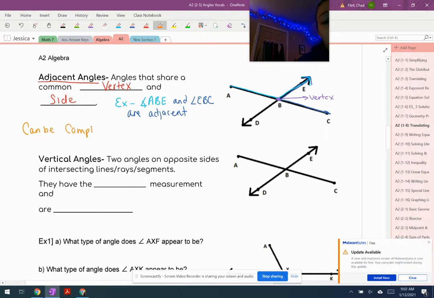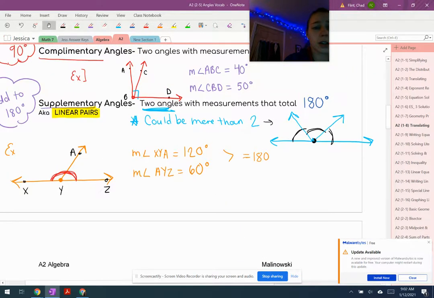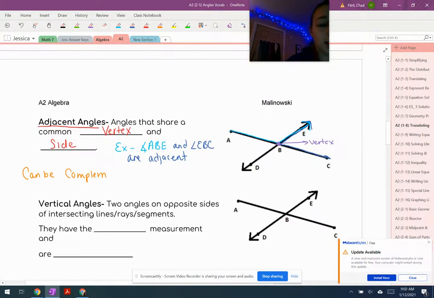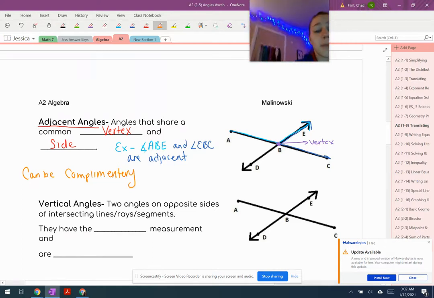Adjacent angles can be complementary. I think I'm going to spell complementary wrong. Let me double check. Yeah, I did. I put an I instead of an E. Complementary. They can be complementary or supplementary.